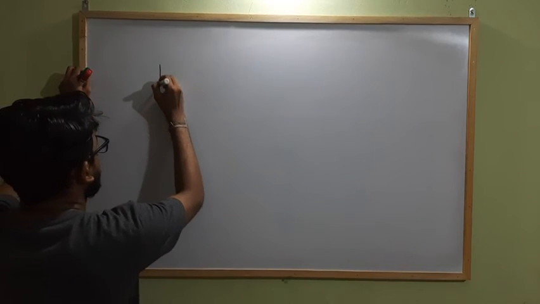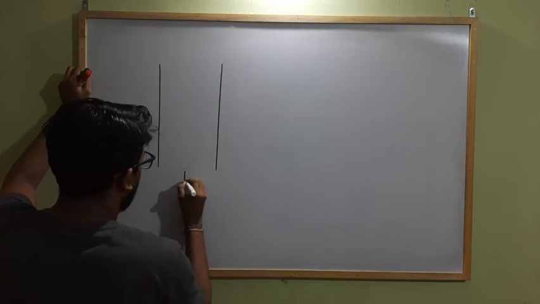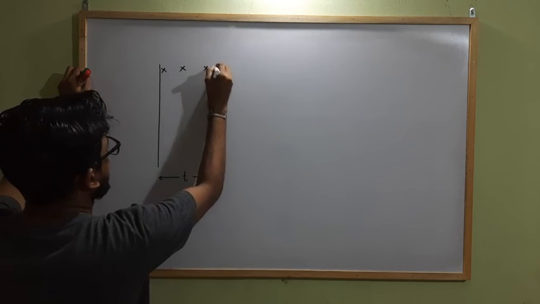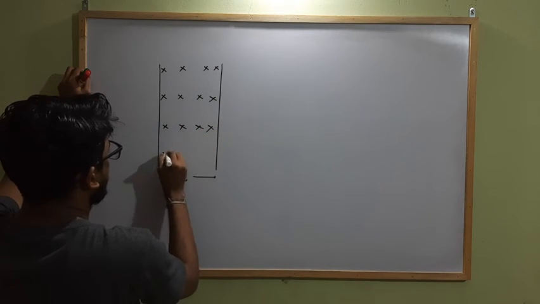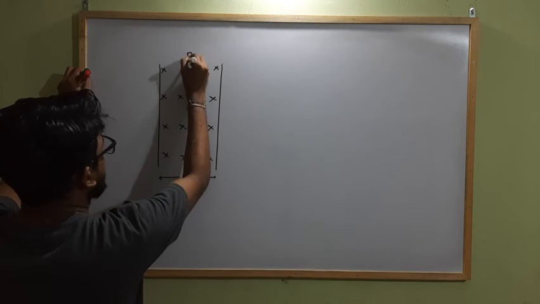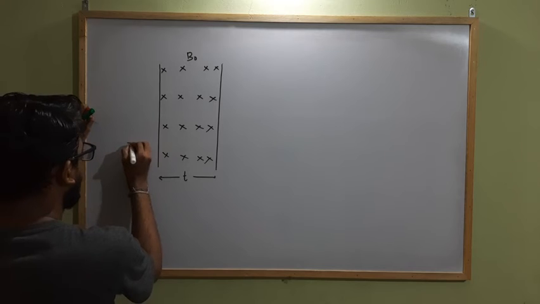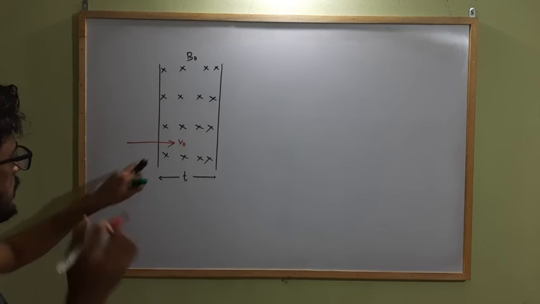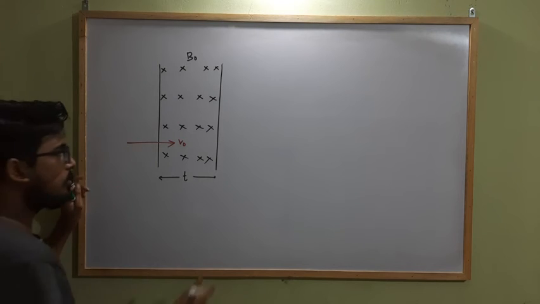Now let's do another example. If there is a region of width t which carries a magnetic field into the plane of strength B naught, a charge particle enters the region horizontally with velocity v naught. As the direction of velocity and magnetic field are perpendicular to each other, the charge particle starts revolving in a circular path.